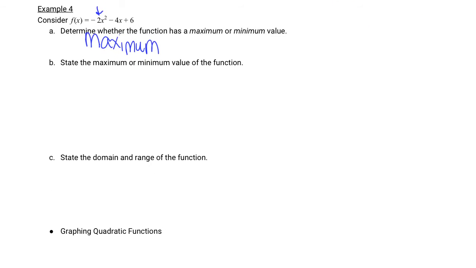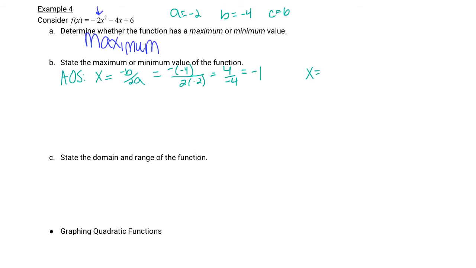Okay. Now we want to know what that maximum value is. Well, the maximum value or the minimum value, depending on what you have, is the vertex. So to find the vertex, we have to find the axis of symmetry. So let's list. a is -2, b is -4, and c is 6. So the axis of symmetry is x equals -b over 2 times a. That is, in our case, -(-4) divided by 2 times -2. Well, -(-4) is +4. And 2 times -2 is -4. +4 divided by -4 is -1. So our axis of symmetry is x equals -1.